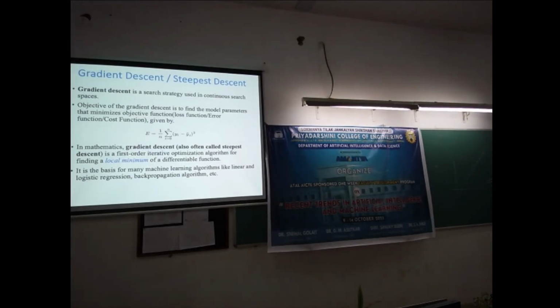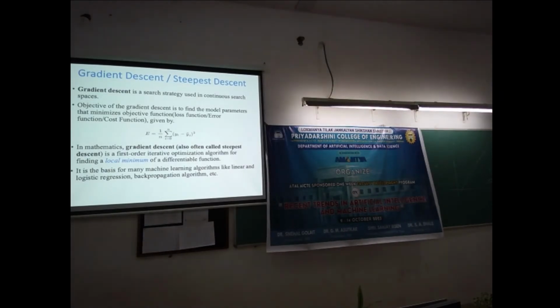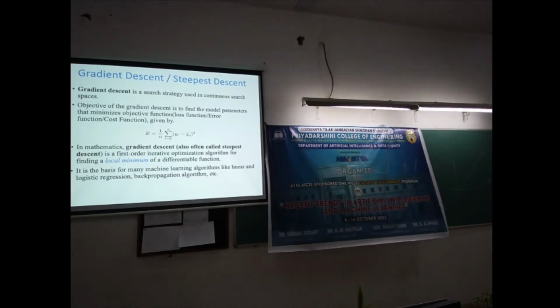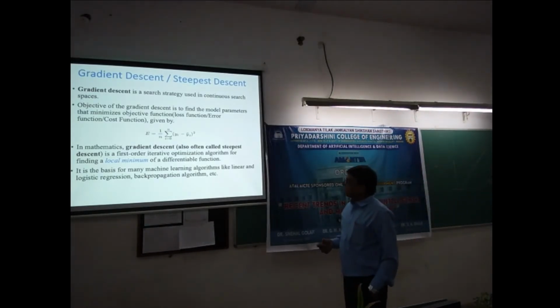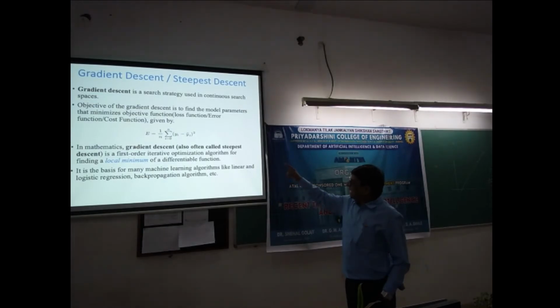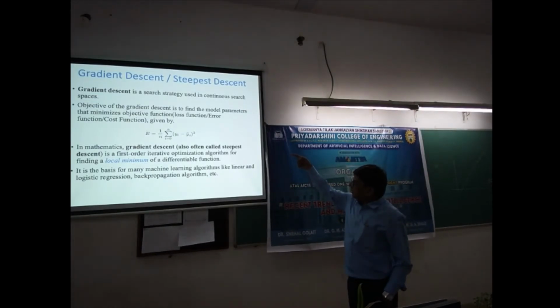Now the objective of gradient descent is to find the model parameters that optimize the objective function, which is called the loss function, error function, or cost function. These are all names of the same thing in machine learning. I mention it because many times you come across these terms. The error is given by e equal to 1 by n, summation i equal to 0 to n, because there are n examples, of yi minus y cap whole square.